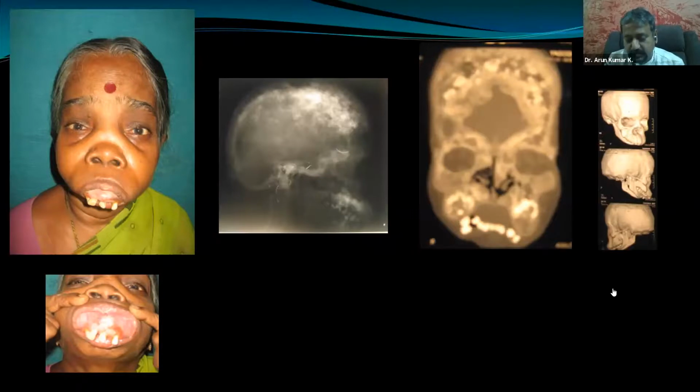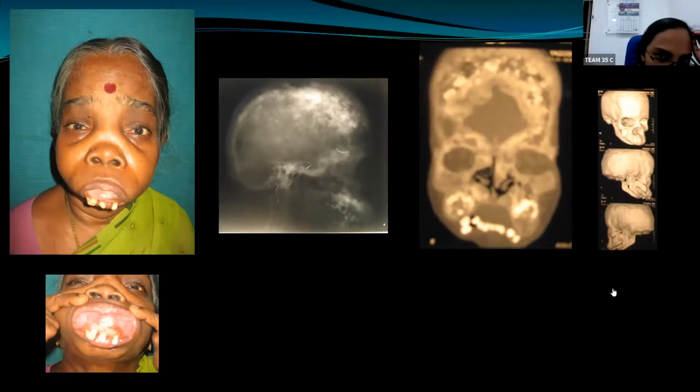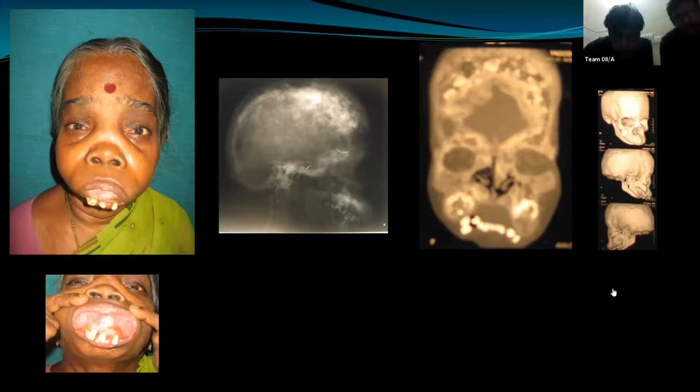You have 15 seconds to answer this question. Watch all the pictures carefully and then answer. One of the pictures gives you the diagnosis. It's lymphoma. Incorrect. Passes to team 8. Paget disease. Is that team 8 which is answering? Paget disease, yes sir. Yes, you are right. It is Paget disease. That is a typical cotton wool appearance. So team 8 gets 1,000 points.